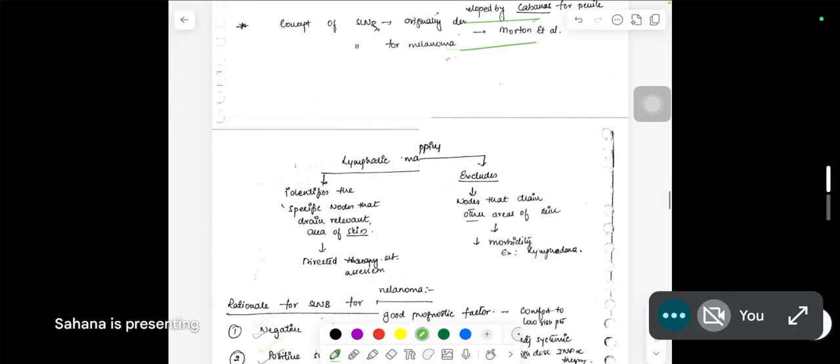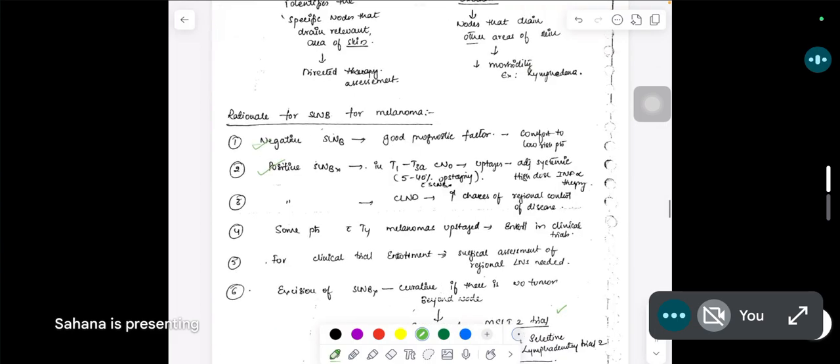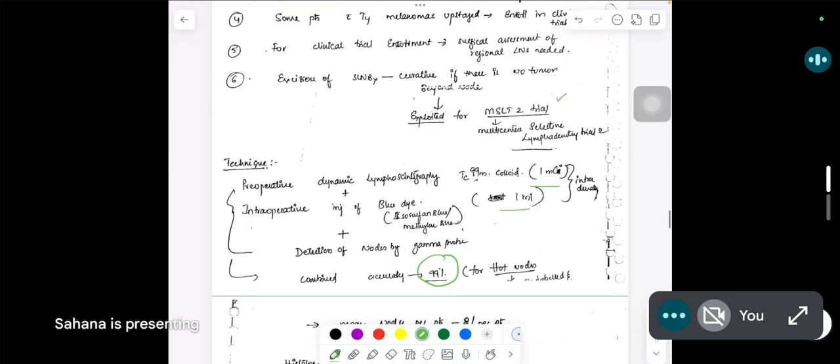Then lymph node mapping, that's what we discussed. So what's the rationale? It is mainly prognostic, not therapeutic, and you have to write about the morbidity associated with completion lymphadenectomy.